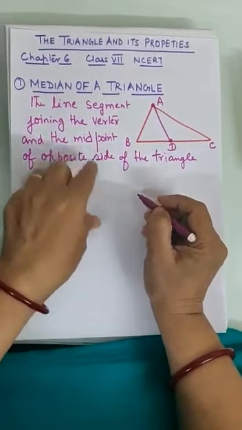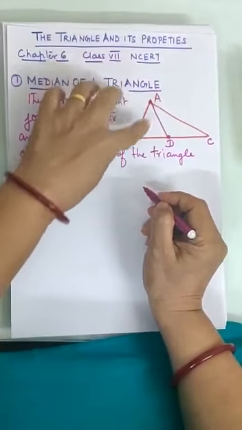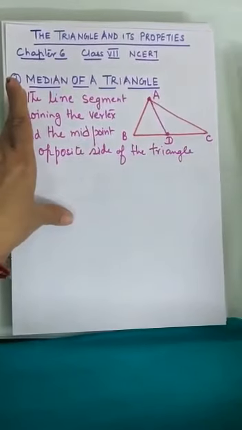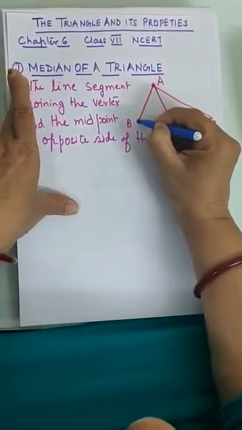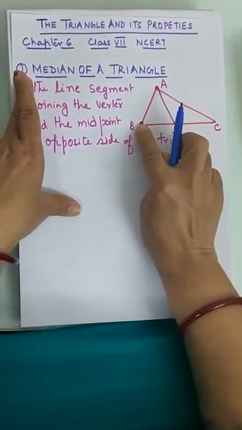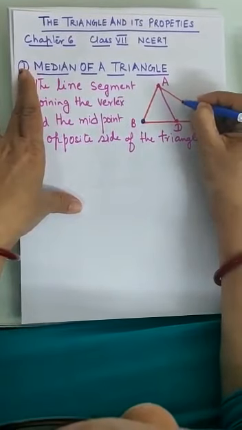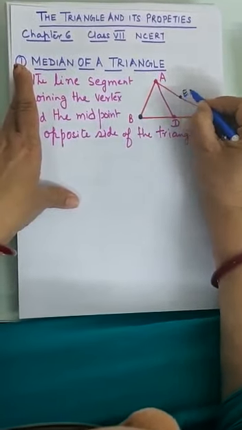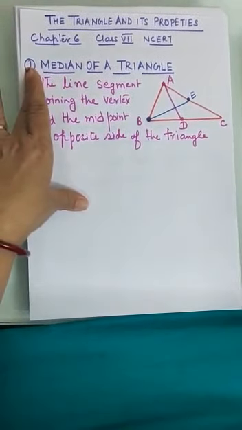Now triangle has three sides. It has three vertices. So we can draw how many medians? Let us see. First median we have drawn this one. Now vertex B is here. Opposite side to vertex B is AC. Let us find the midpoint of AC. Suppose this is the midpoint of AC. Mark this point as E. Now join BE.